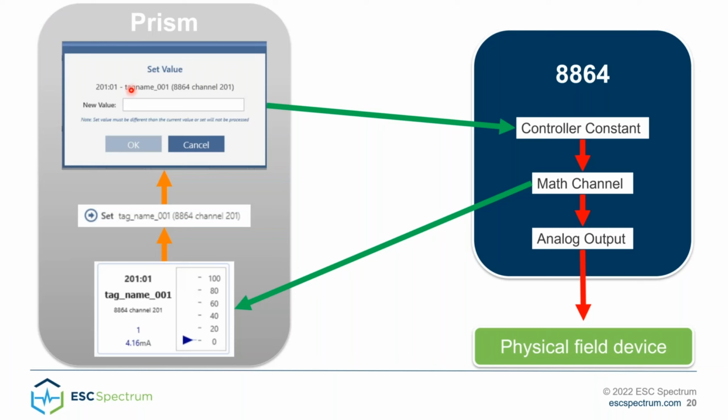So we start over here on the left with the Prism. You've probably seen this before. You right click on an analog output and this dialog comes up. You type in your value here. It's going to go to the controller math constant, which is set here, which is also driving our analog output, which our devices are looking at. But this math channel here is actually what Prism uses to read back in. So it actually reads the value back here through that.